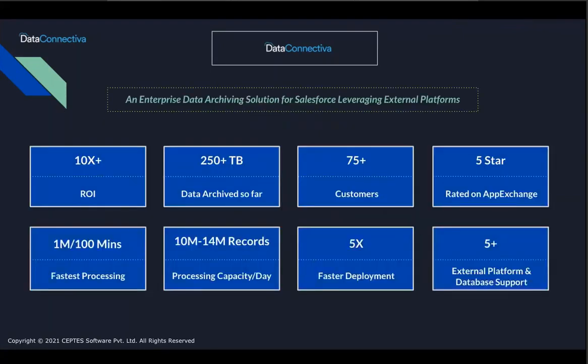Now, a few numbers about this solution. It gives you a bare minimum of 10 times the ROI. So far, all of our customers have archived more than 250 TB of data altogether. We have 75-plus customers, including many Fortune 500 customers, and we are 5-star rated. We have a speed of archiving 1 million records in 100 minutes, and mind you, this can be made better.